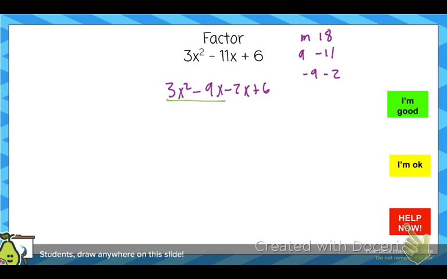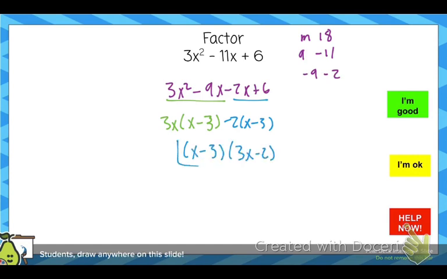So out of the first two terms, 3x comes out. Out of my next two terms, -2 comes out. My matching parentheses are my first factor, and the other one is my second factor.